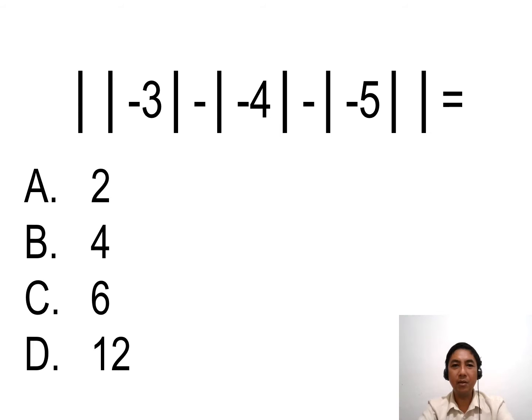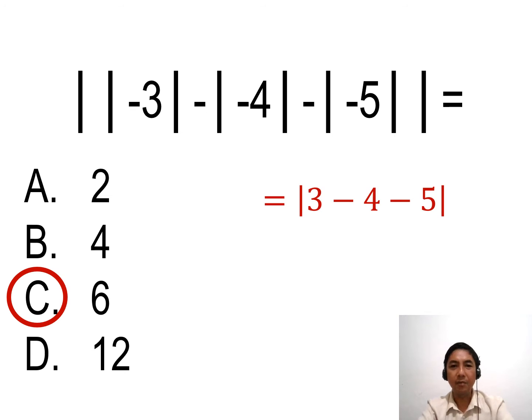The absolute value of negative 3 minus the absolute value of negative 4 minus the absolute value of negative 5 is equal to what? In this case, the answer is letter C, or negative 6. The absolute value of negative 3 is positive 3. The absolute value of negative 4 is positive 4. And the absolute value of negative 5 is positive 5.